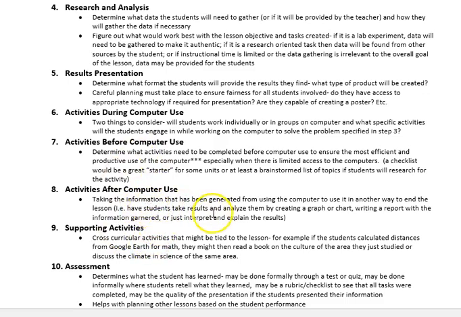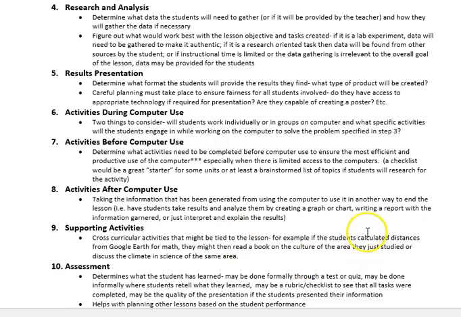That is, have students take the results and analyze them by creating a graph or a chart, writing a report with the information garnered, or just interpreting and explaining the results. That can be a simple way to show what the students learned.